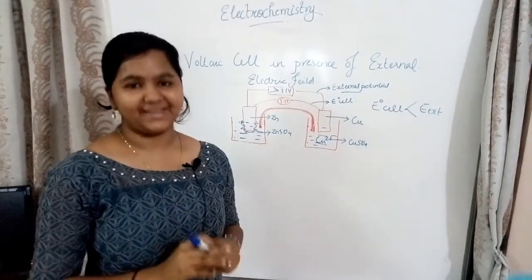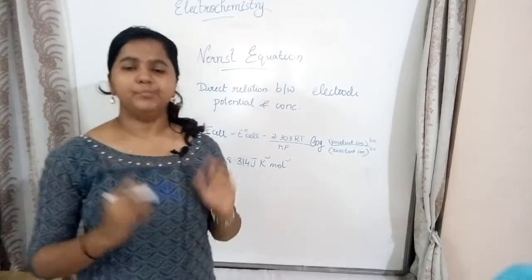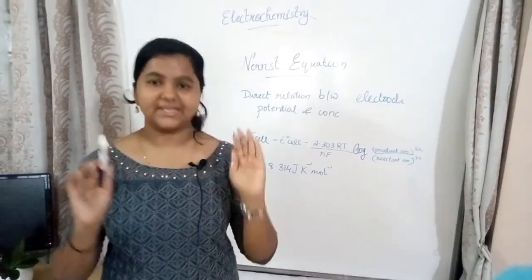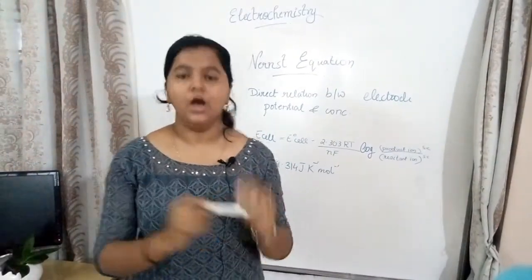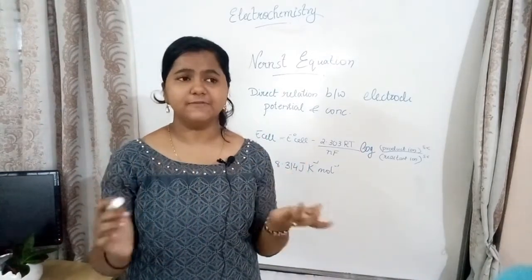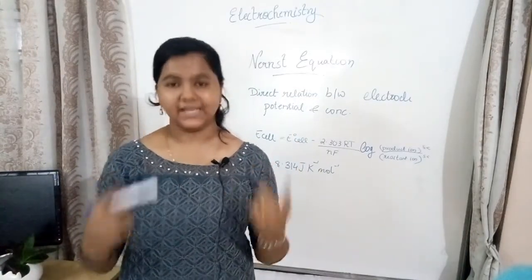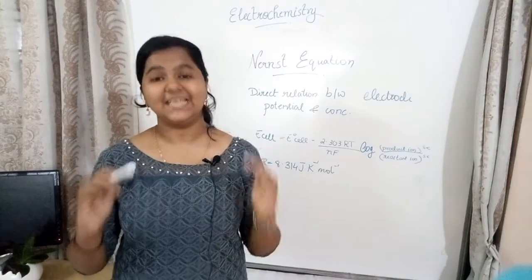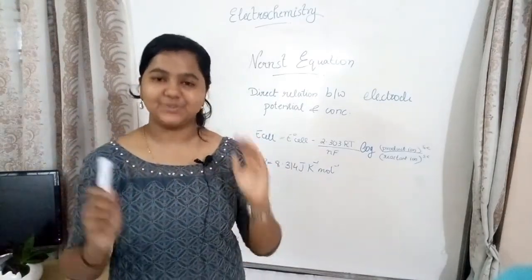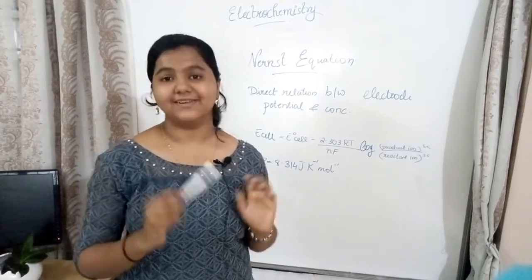The second topic is the Nernst equation. Before I tell you about the Nernst equation, we know E0 cell is the voltmeter reading at standard conditions. If the molar concentration is different, what would be the E0 cell? You can't represent it anymore as E0 cell. Instead, we will represent it as E cell. Now the Nernst equation gives the direct relationship between electrode potential and concentration. So we will see the general Nernst equation.